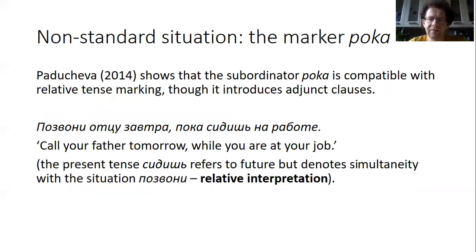Of course, there are some non-canonical cases in adjoining clauses. For instance, Падучева shows that the subordinator пока, while often has a relative interpretation of tenses, though it introduces adjoining clauses. An example like «позвони отцу завтра, пока сидишь на работе» does not mean that the addressee is at his job at the moment of speech. The present tense form «сидишь» refers to the main clause «позвони». So the interpretation is relative here, though we have an adjoining clause, but that's a non-canonical case.